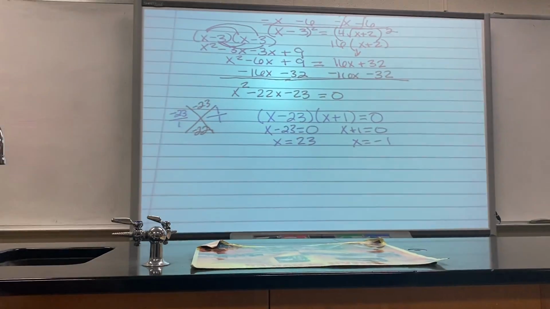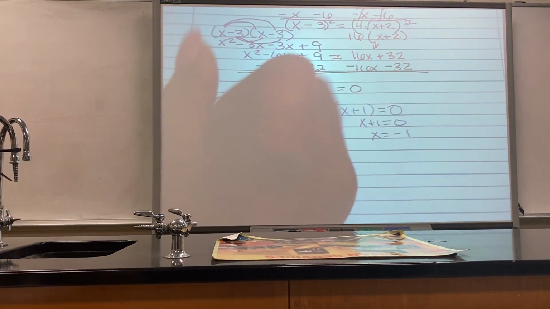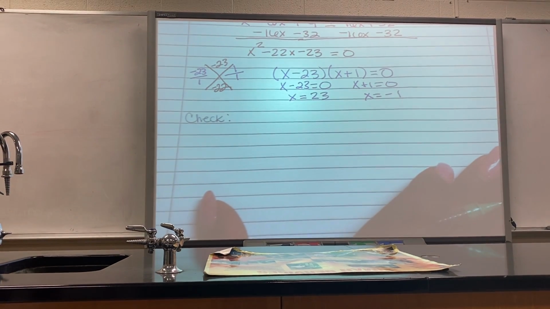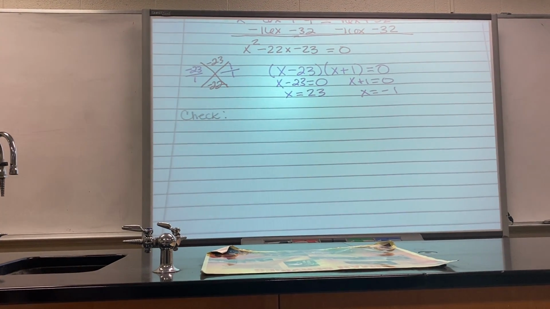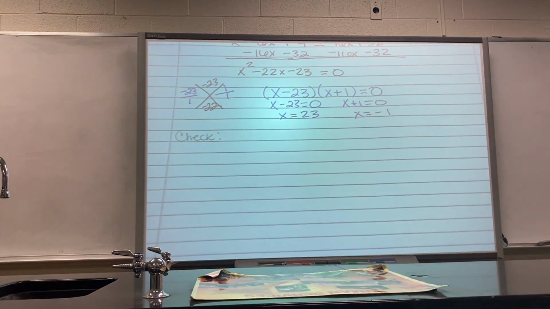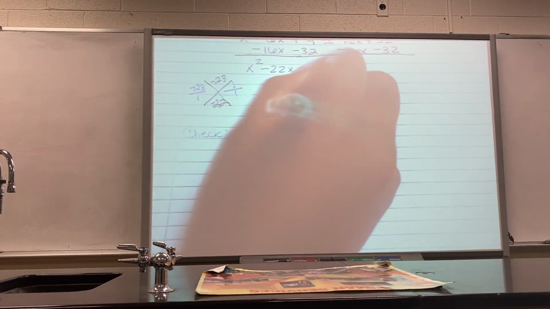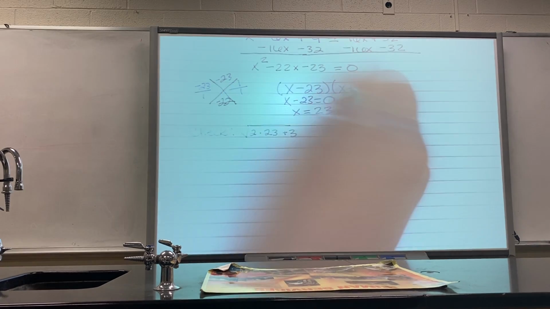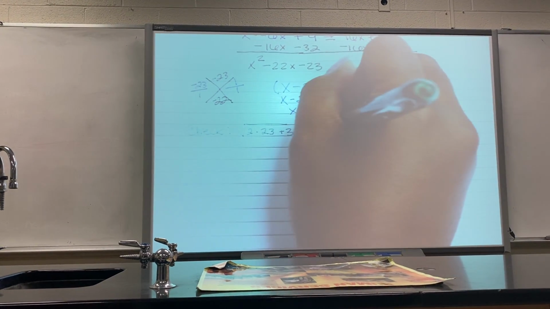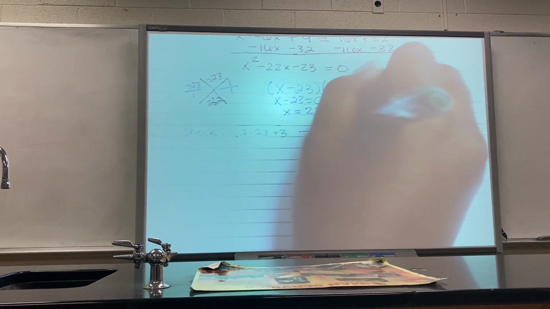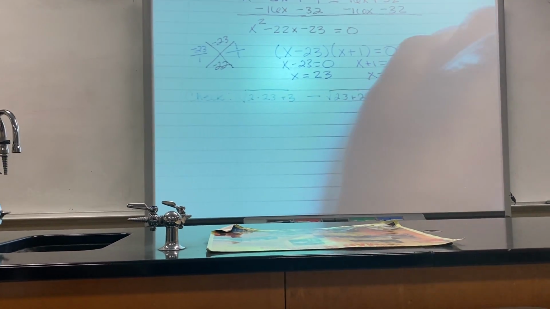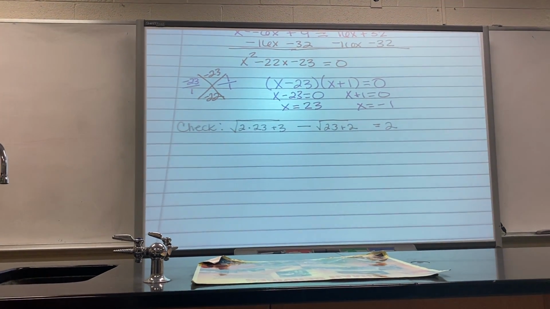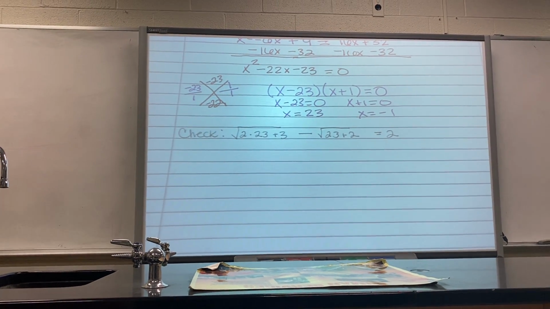Alright, so the home stretch, I done got these two answers, now I gotta check them. And again, I'm checking in my original equation. And I'm gonna start with the 23 first. So I've got the square root of 2 times 23 plus 3 minus square root of 23 plus 2, and all of that should give me 2. And again, this is my original equation, so before I move the radical to the right, very first thing I wrote on the paper.